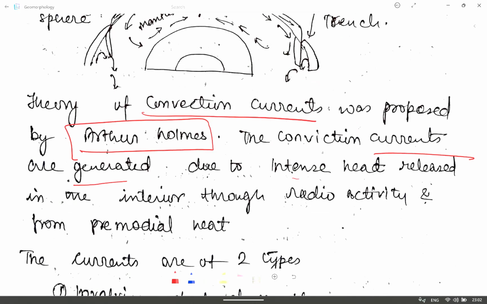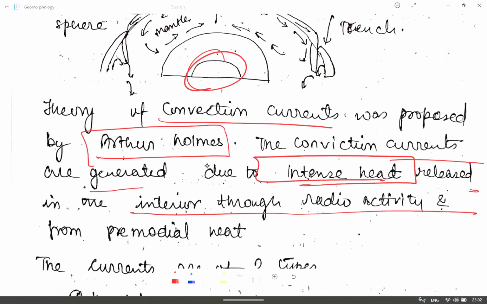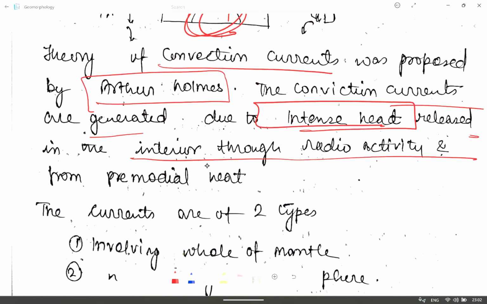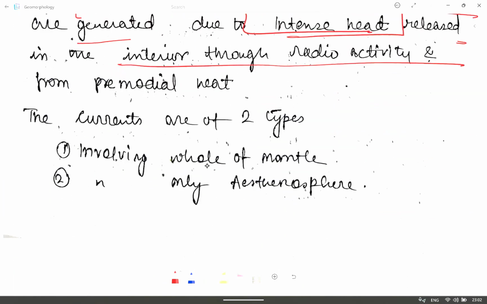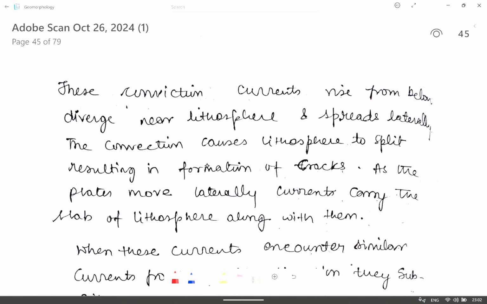Convection currents are generated due to huge intense heat which is released in the interior through radioactivity and primordial heat. तो अंदर का जो हीट है उसकी वजह से जो हीट जनरेट हो रहा है, that's what causes currents. Now इसमें दो तरह के होते हैं, एक तो पूरा mantle involve करेगा, एक खाली asthenosphere involve करेगा. Now these convection currents rise from below, diverge near the lithosphere and spread laterally.